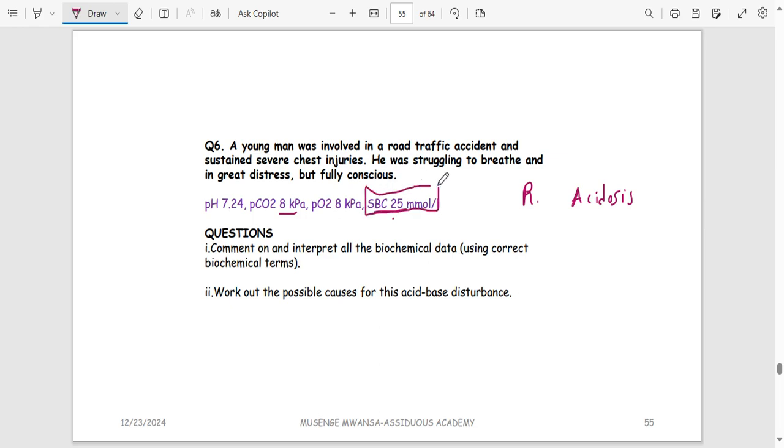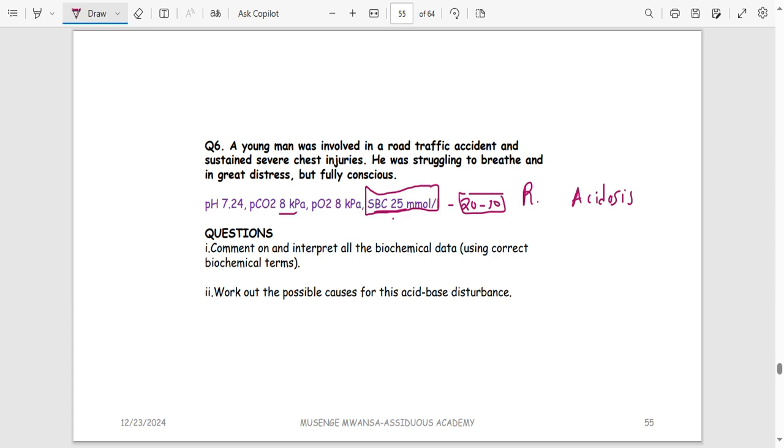The normal is like from 20 to somewhere 30, isn't it? If we check on the normal values, 25 is normal. So there's no compensation, because the normal is in this range. And then look at oxygen. Oxygen is 8. That's low also. That's hypoxia.